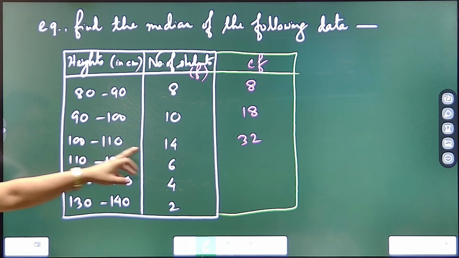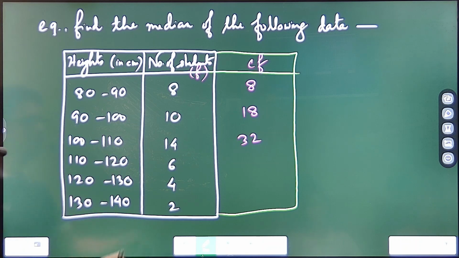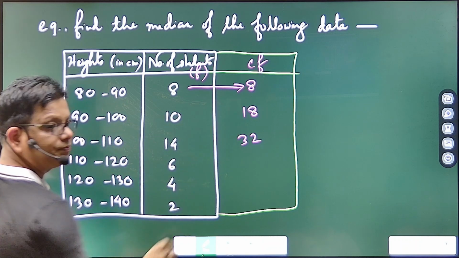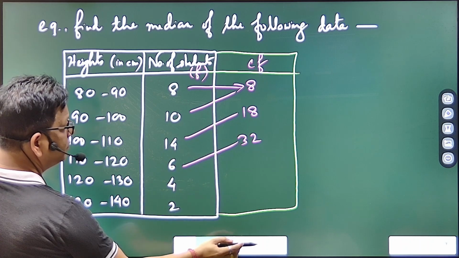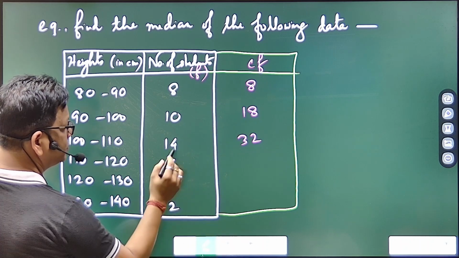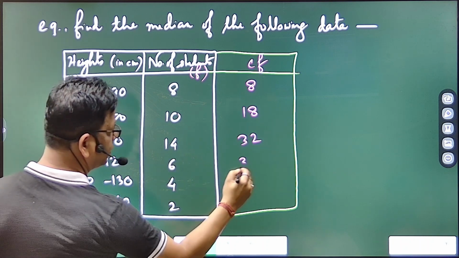Okay? So, up to 100 centimeter, there are 32 students whose height is up to 110. So, like this. First one is as it is. Rest all we do diagonally like this. Now, let me add it. See here, 14 plus 18, 32. Now, 32 plus 6, 38.